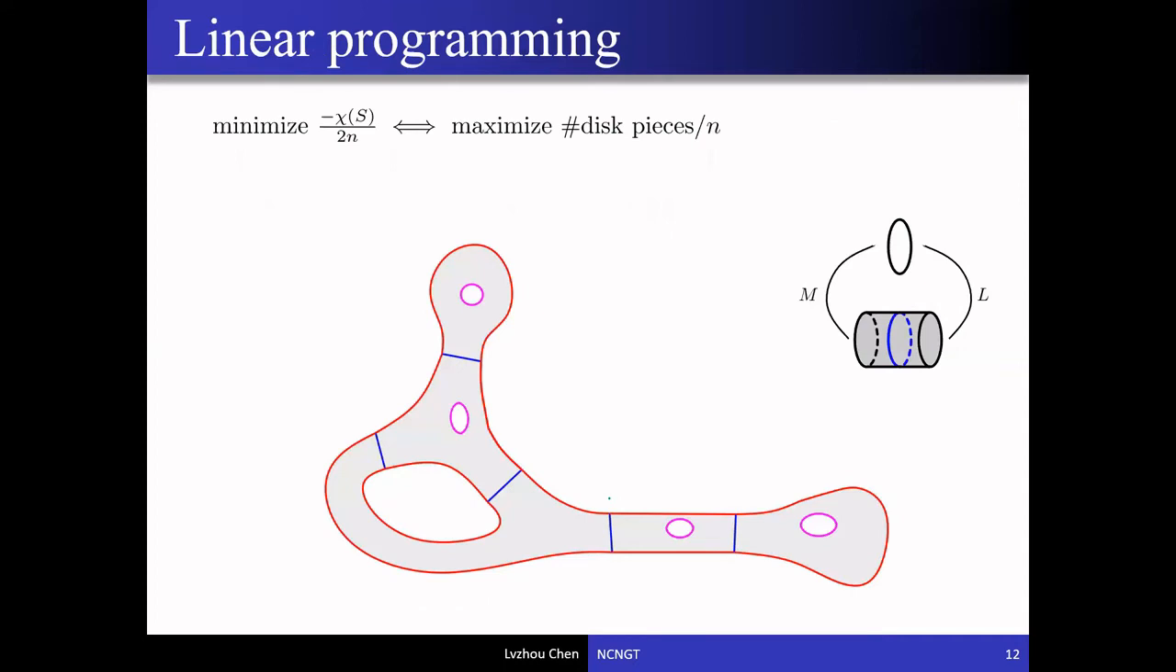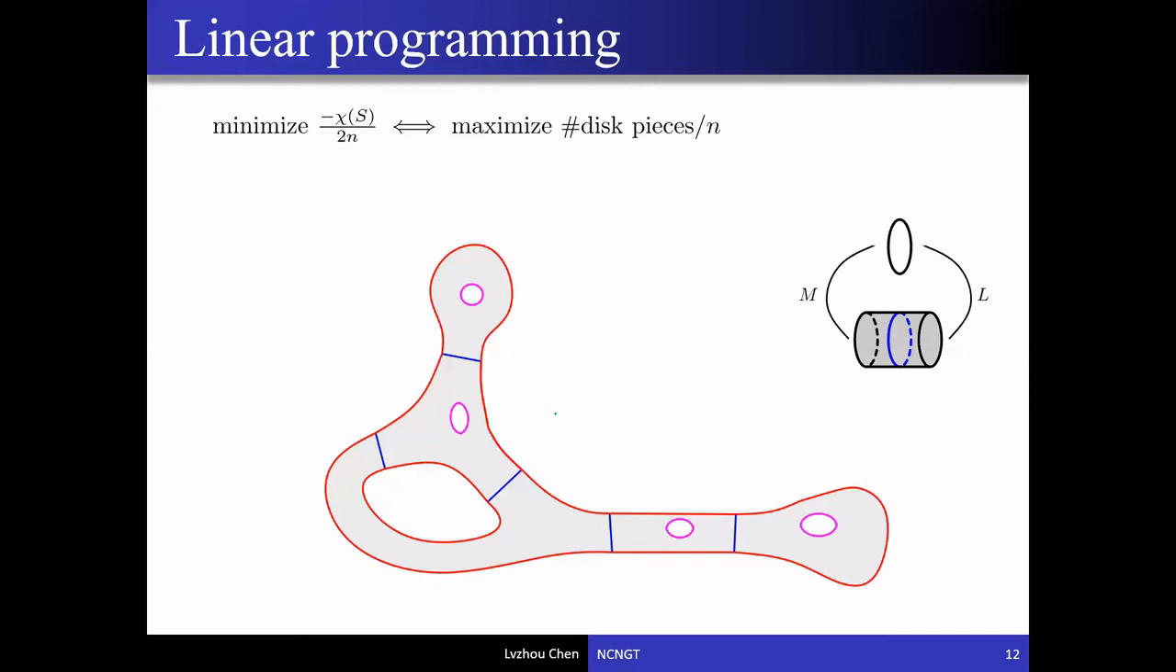Remember that the goal is to minimize this normalized negative Euler characteristic. The Euler characteristic of the whole surface, by Mayer-Vietoris, is the sum of the Euler characteristics of these smaller disk or annulus pieces minus the number of these blue arcs. It's easy to show that the number of the blue arcs divided by n is proportional to the number of times that the given loop gamma hits the edge spaces. So it is a constant.